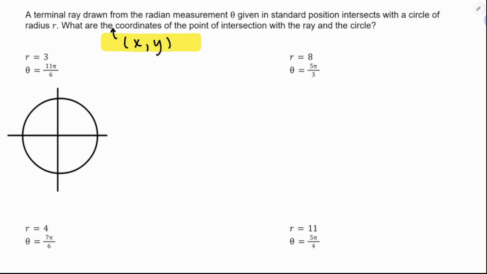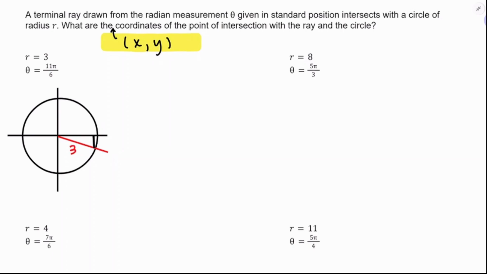Okay, I've got a classic trig diagram. I'm going to draw a circle, and I'm not going to label it all that much. I'm going to draw a terminal ray at 11 pi over 6. So it's almost all the way to 2 pi. So that's my terminal ray. And then I'm going to make a reference triangle. Right, and this circle has radius 3. So I am going to go ahead and label that right there. That's a radius of 3.